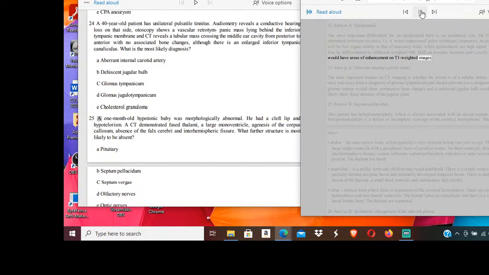Answer A. Aberrant internal carotid artery. The most important feature on CT imaging is whether the lesion is of a tubular nature. This would steer you away from a diagnosis of glomus tympanicum and should prevent you from a dangerous biopsy. A glomus tumor would show permeative bone changes, and a dehiscent jugular bulb would also most likely show focal absence of the jugular plate.